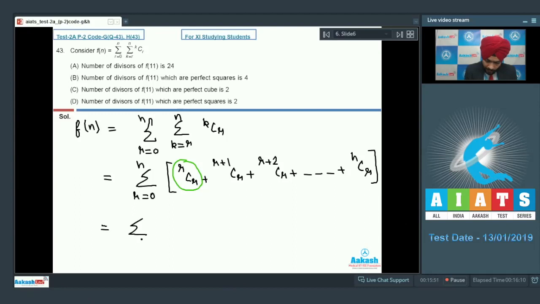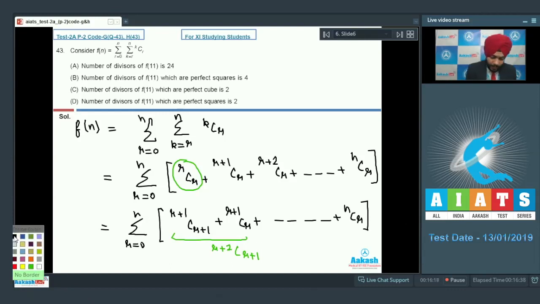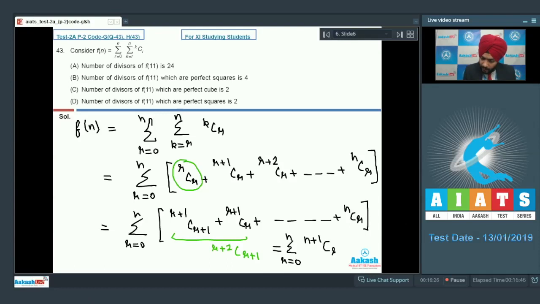So this is sigma r from 0 to n, r plus 1 C r plus 1 plus r plus 1 Cr and so on till nCr. We know that the first two terms will get combined to give you r plus 2 C r plus 1. Then the next term will get combined, r plus 3 C r plus 1, so on till the last term will get combined and the summation will reduce to sigma r from 0 to n of n plus 1 C r plus 1.